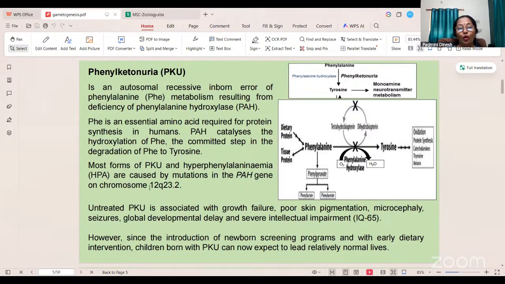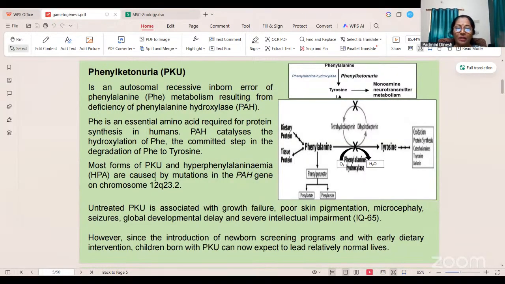What does that mean? Chromosome number 12, which arm? Q arm, which position? 23.2. So this is the place where PAH is going to be produced. What is PAH? Phenylalanine hydroxylase enzyme. Because this enzyme is not being produced because of the gene that is mutated, you're not able to break down or metabolize phenylalanine to tyrosine, and that leads to the inborn error phenylketonuria.